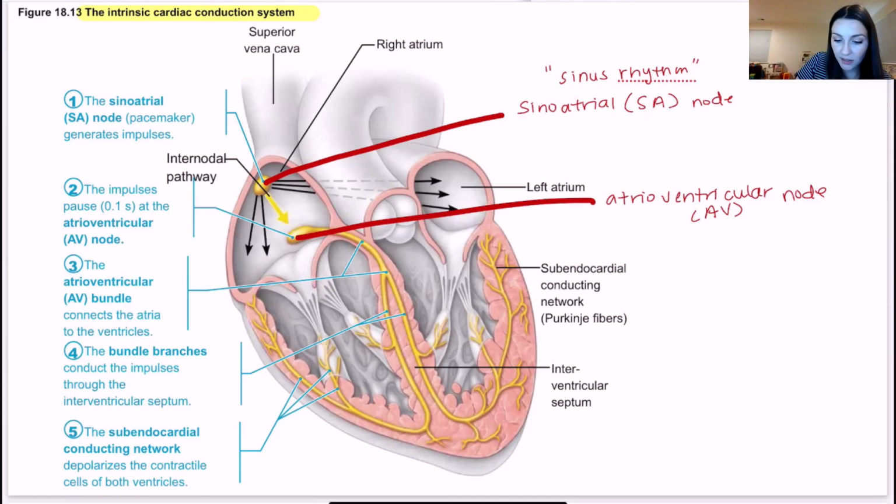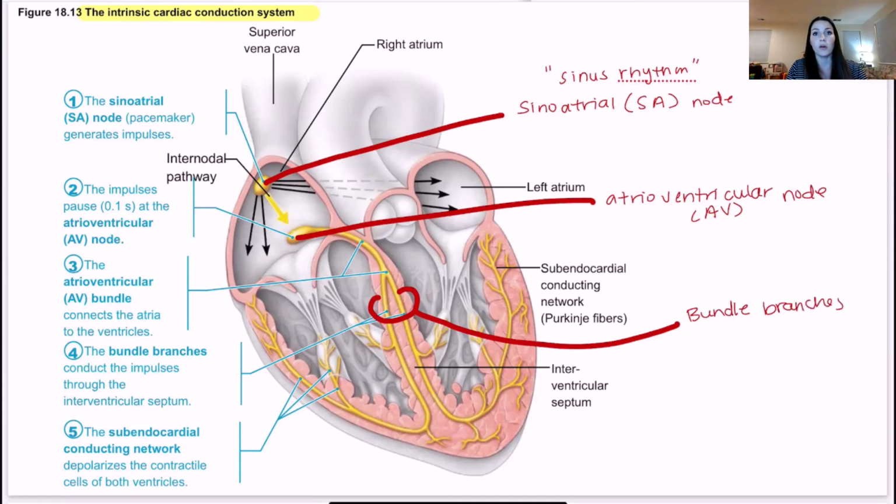So I'll write some of these words down. This guy, like if I were to grab around it, those guys are called the bundle branches. Or we can call it the bundle of His. And that's a proper noun because it's named after some guy. Bundle of His. Okay. But then it travels to the rest of the heart.